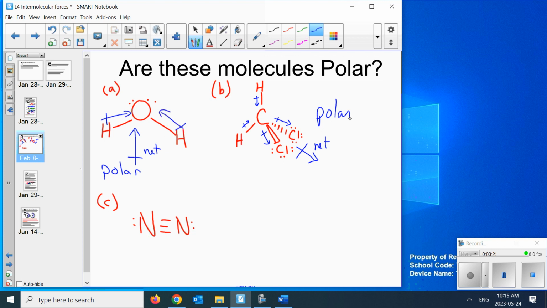Nitrogen bonded to nitrogen is 100% covalent. You can't even put any polarity difference or electronegativity difference one way or the other. So it's non-polar for sure. So anything like Cl2, F2, O2, etc. is non-polar, because you can't tug of war with yourself. Nobody wins.